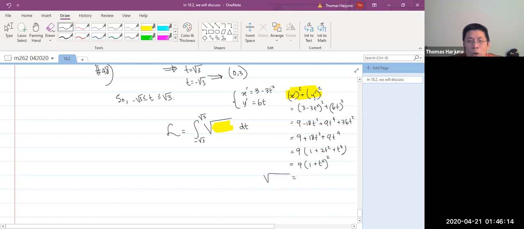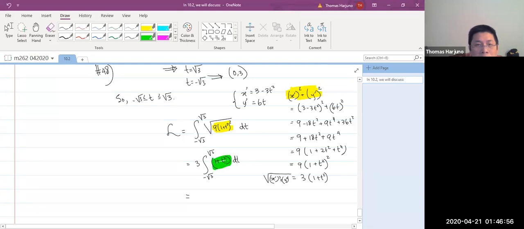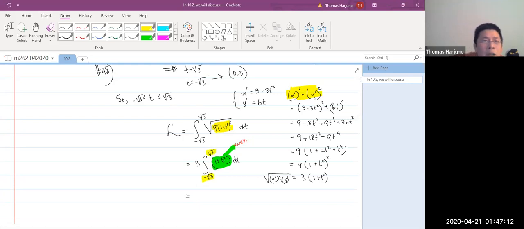So the square root of x prime squared plus y prime squared will be 3 times 1 plus t squared. Okay, I think you can integrate it yourself. By the way, I happen to see that the integrand is an even function, on a symmetric interval. So I can actually flip that.